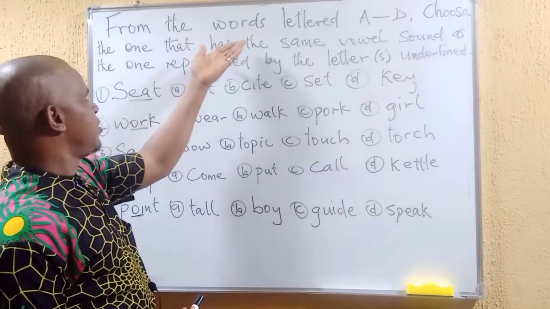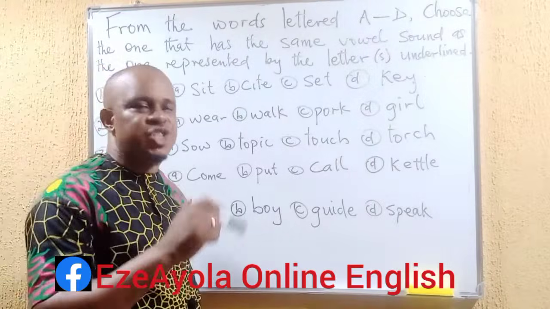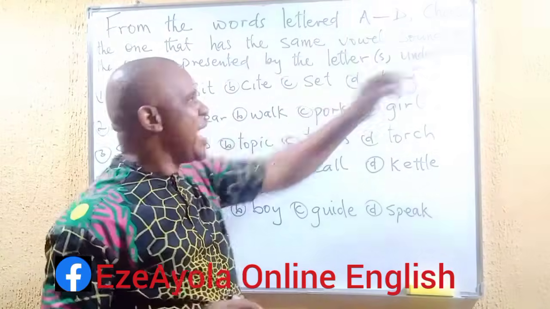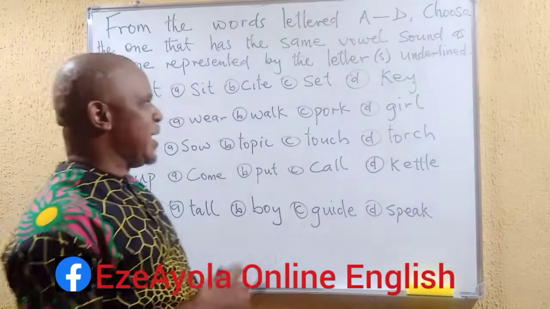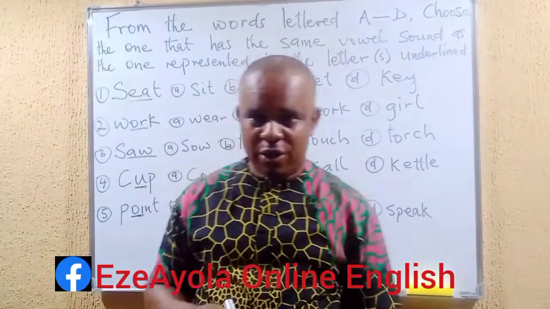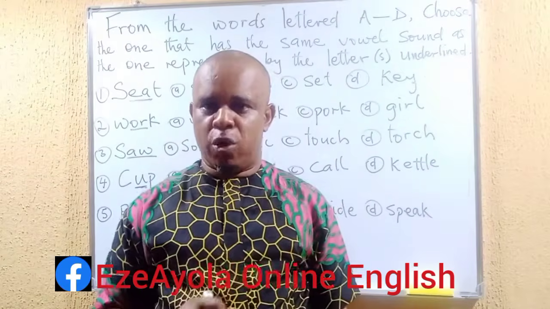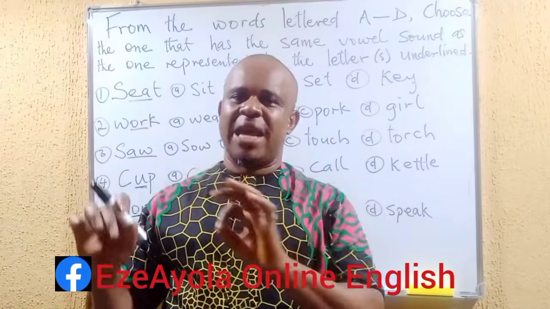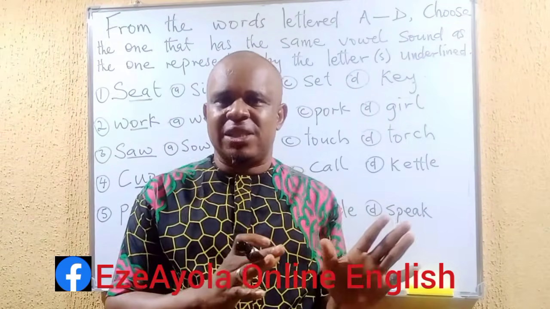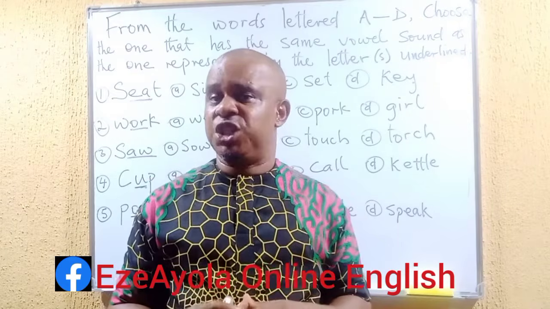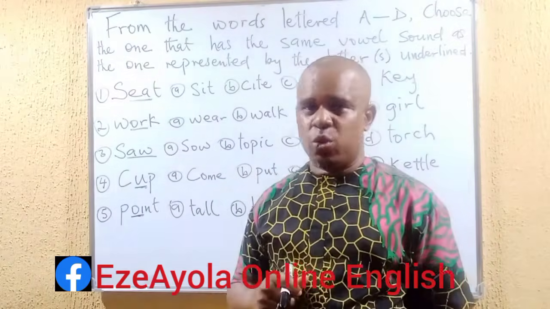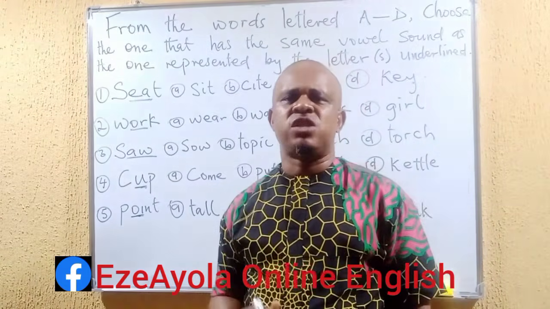The question is, from the words lettered A to D, choose the one that has the same vowel sound as the one represented by the letter or even letters underlined. Now, I've told you before now, let me say it again. It is very important to really understand what the question is talking about. That means what the mindset of the examiner is, what he or she wants. And that is obtainable when you are able to understand the question. What has he said? What does he want?